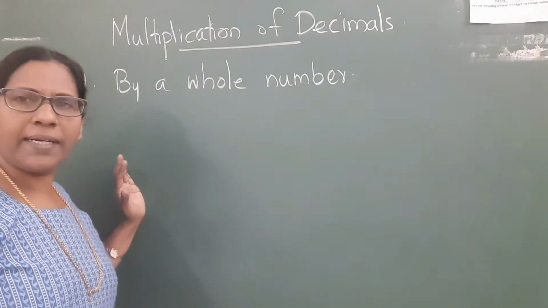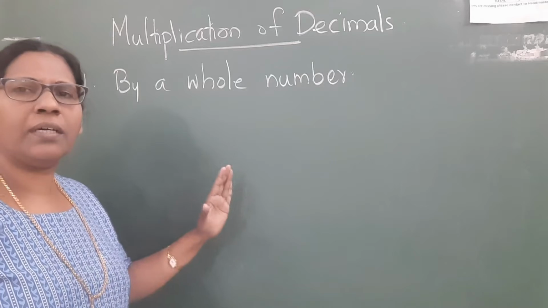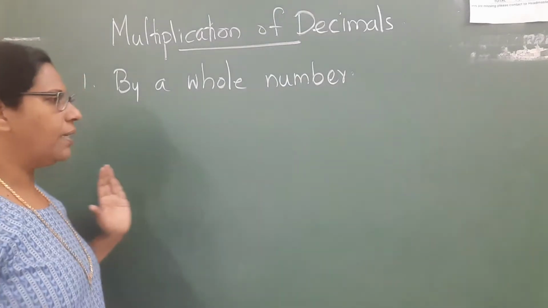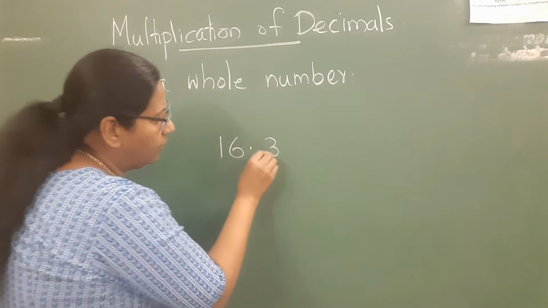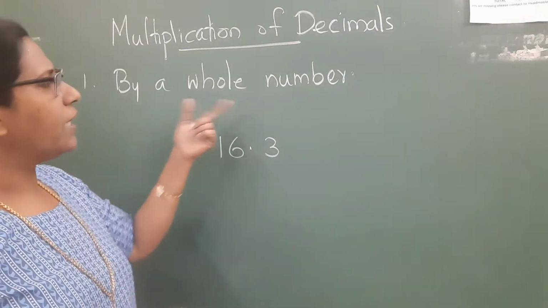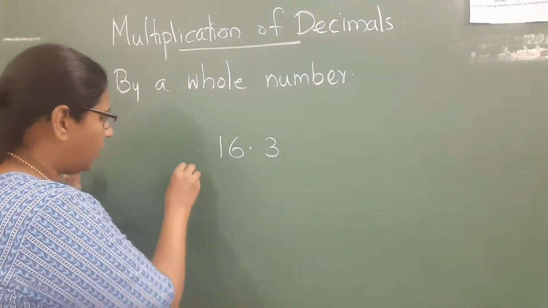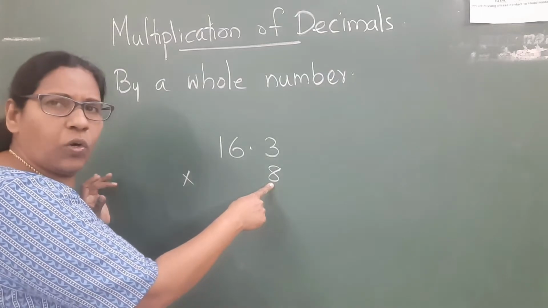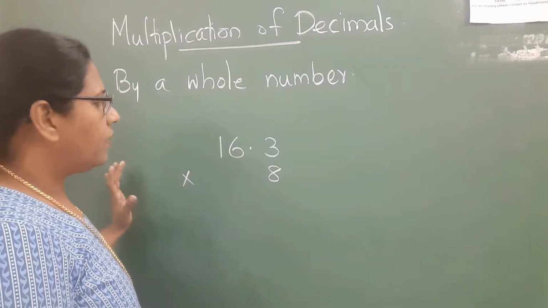To multiply decimal, first we have to ignore the decimals. Example: 16.3. We are going to multiply by a whole number. So the example is 16.3 into 8. 8 is a whole number and this is decimal 16.3.